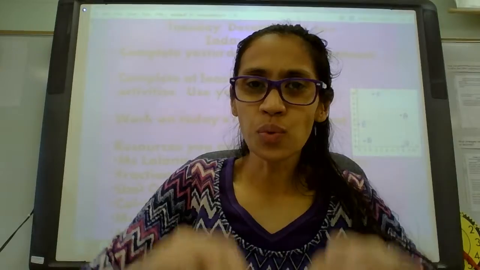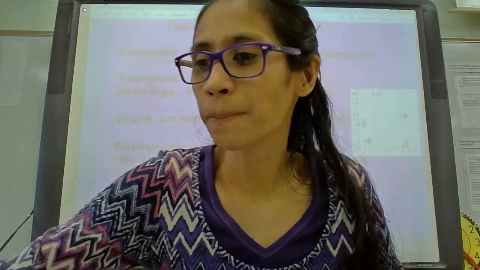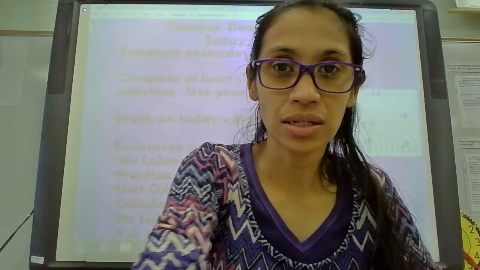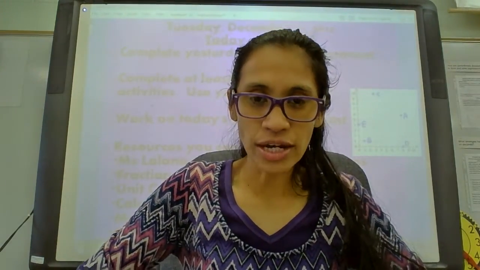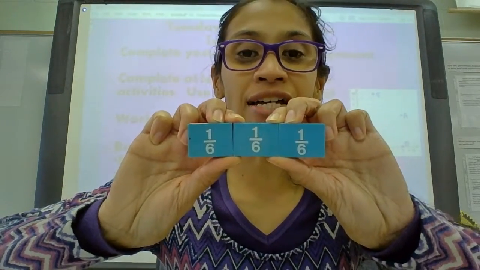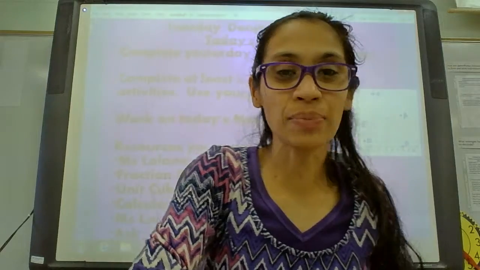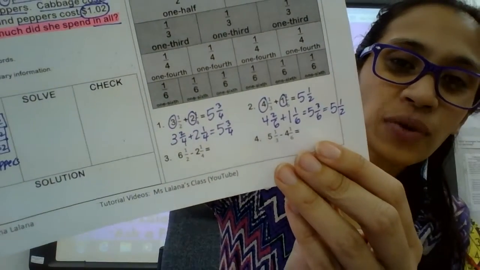Do you know what other fraction is the same thing as 3/6? You should know. Well, where are my pieces? 1/2. Check it out. Look. It's the same size. So 3/6 is the same thing as 1/2. So you simplify that fraction. 5 1/2. There you go. There's the answer for that.